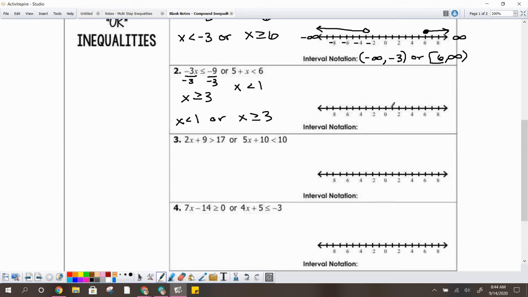Then go ahead and graph it. We have our 1 right here, and that's an open circle. Since the sign is not eating that variable, we shade to the left. Over here the sign is eating the variable, so it's a closed circle on 3 shading to the right. So I've got negative infinity, comma, 1, or 3, comma, infinity. Infinities are parentheses. This is an open circle, so it is a parenthesis. This is a closed circle, so it is a bracket.